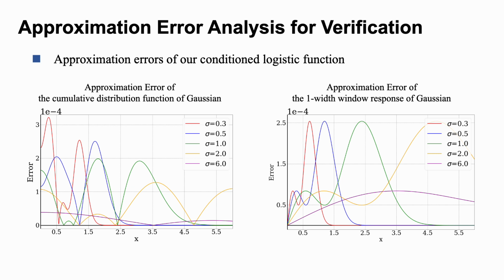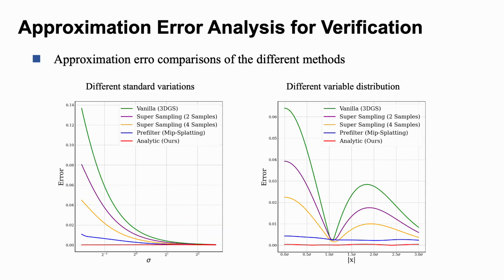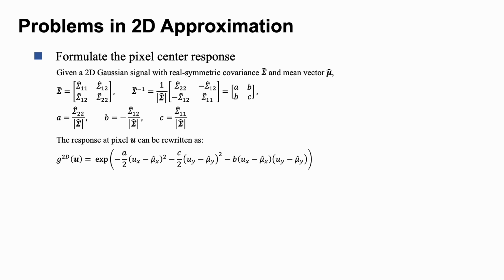To verify the approximation, we analyze the approximation error. The results show that our approximation performs well. For different standard deviations, the error remains within a small range for both the approximated CDF and the one-width window response. Our scheme outperforms other schemes to approximate the response over the one-width window, especially when the standard deviations of Gaussian signals become smaller. Then we apply this scheme in the 2D case, shading pixels using 2D Gaussian in the screen space. Sadly, we have some problems.